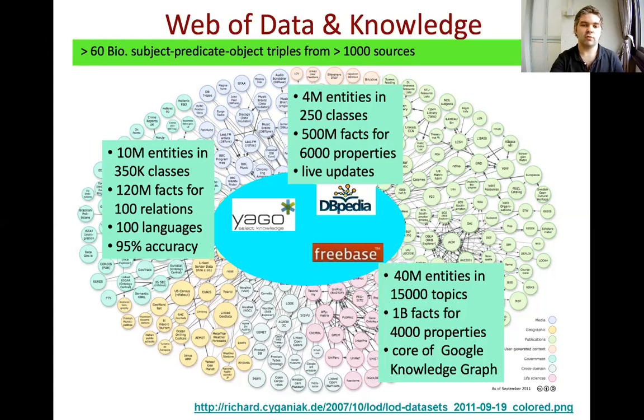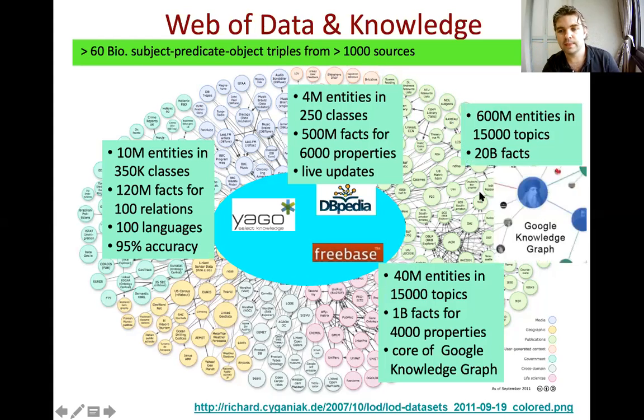And we also have Yago that has 10 million entities, 350 classes, 100 million facts, 100 languages, and this is also the most accurate mapping system at the moment, right? So if you want to find a trade-off between accuracy and size, probably Yago will be something you'll be looking at. And of course, we also have Google's knowledge graph, which has 600 million entities and 15,000 topics and more than 20 billion facts inside. So it's the biggest knowledge graph we have at the moment.